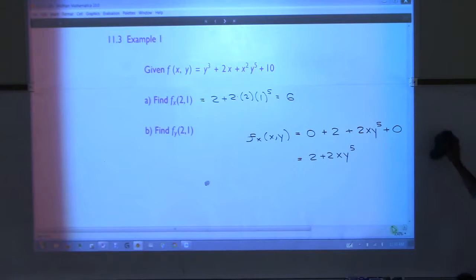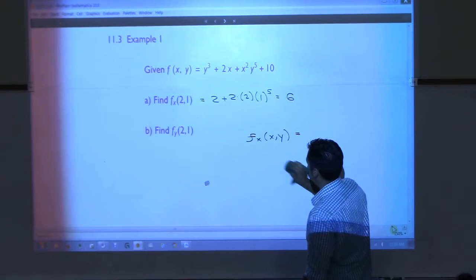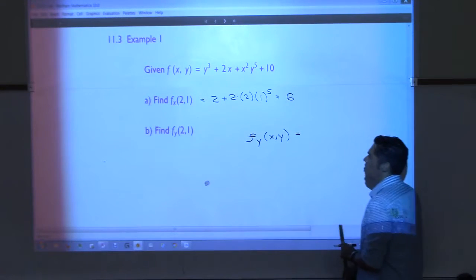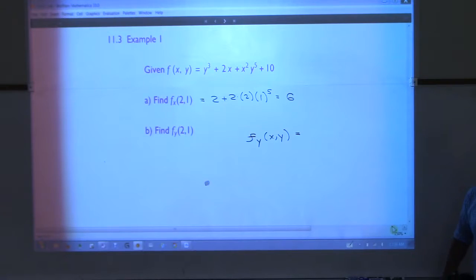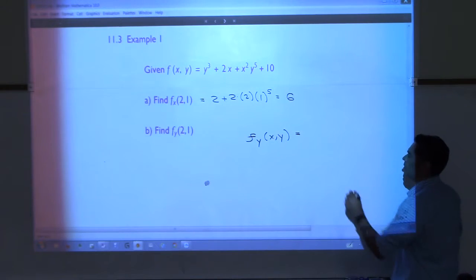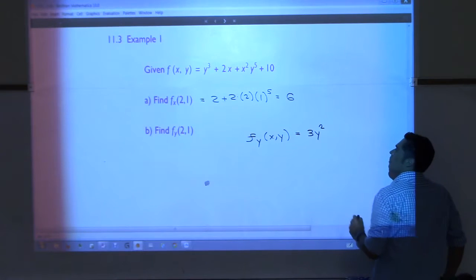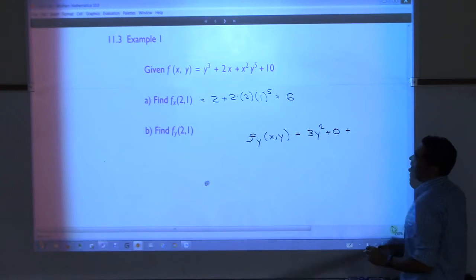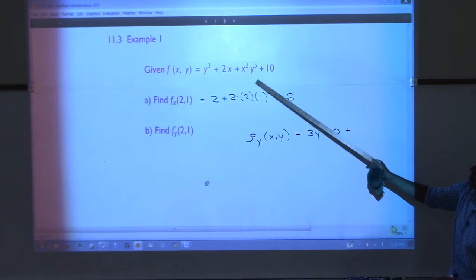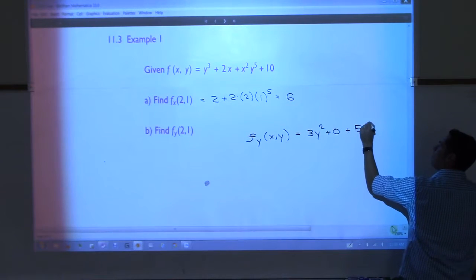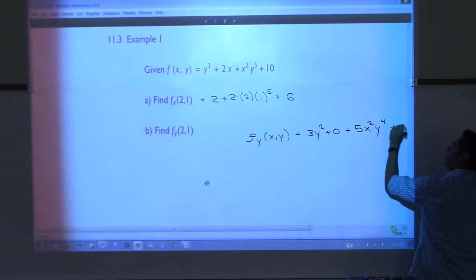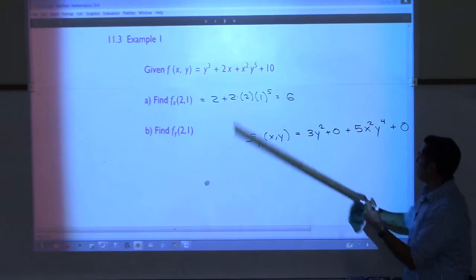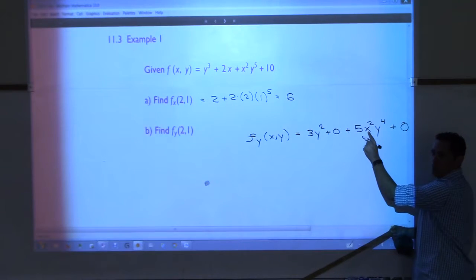All right, now, partial with respect to y. Let's see how that changes. I'll just do that right here. Change this to a little y. So the partial with respect to y. Now we're holding x constant. So what's the derivative of y cubed? 3y squared. And the derivative of 2x? 0. And now the derivative of x squared times y to the 5th: 5x squared y to the 4th, and then plus 0 again. Since x is a constant, x squared is a constant. It's just going to come along for the ride. But then I have to take the derivative of y to the 5th.